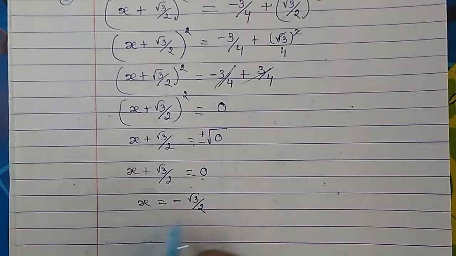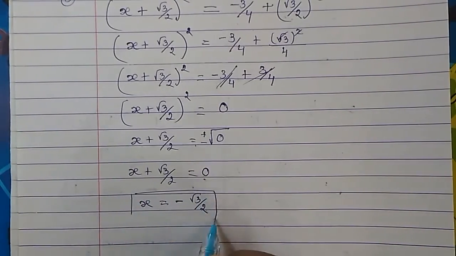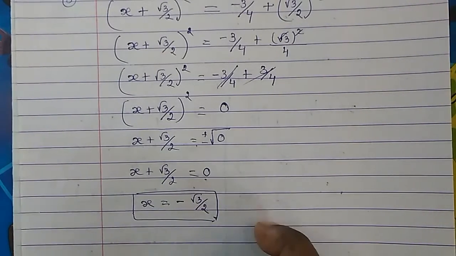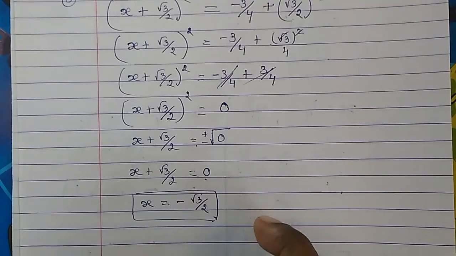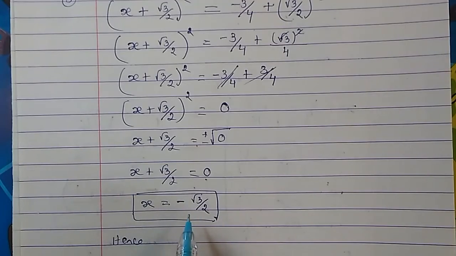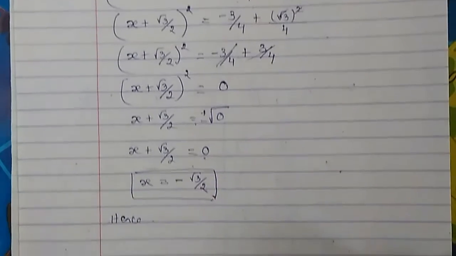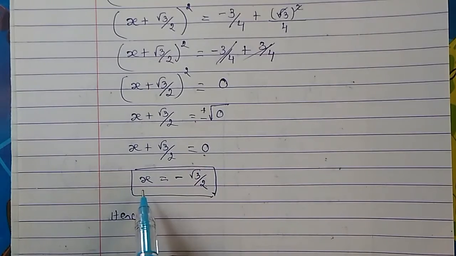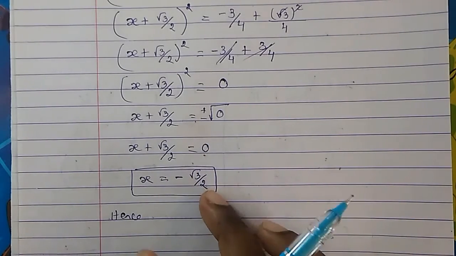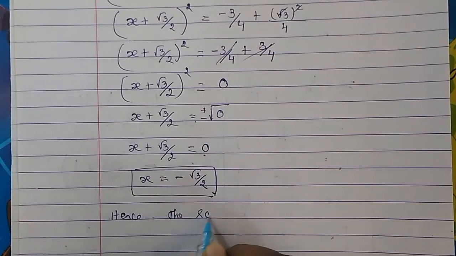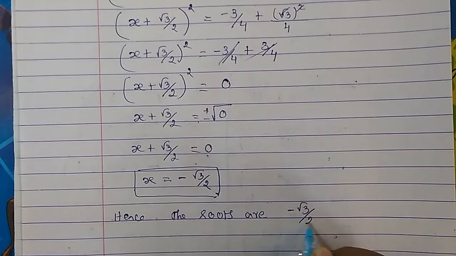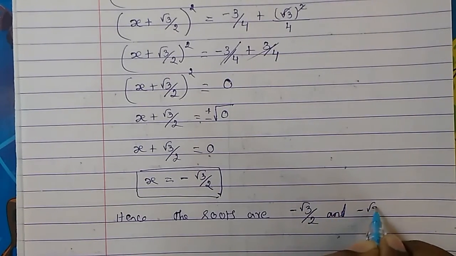Okay, so now already we got the x value, but then this is not 1. Actually we have to find the roots. So a quadratic equation has a maximum of 2 roots. So therefore this means both the roots are the same answer. That is the meaning of it. So whenever you get 0 like this and only one value of x, you have to repeat it twice. That means 2 roots are same. Hence the roots are minus root 3 upon 2 and minus root 3 upon 2.